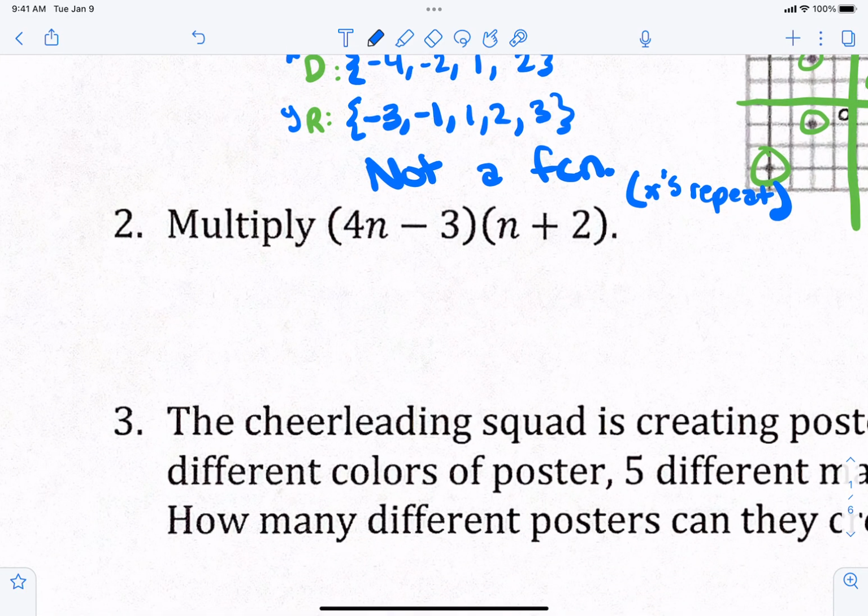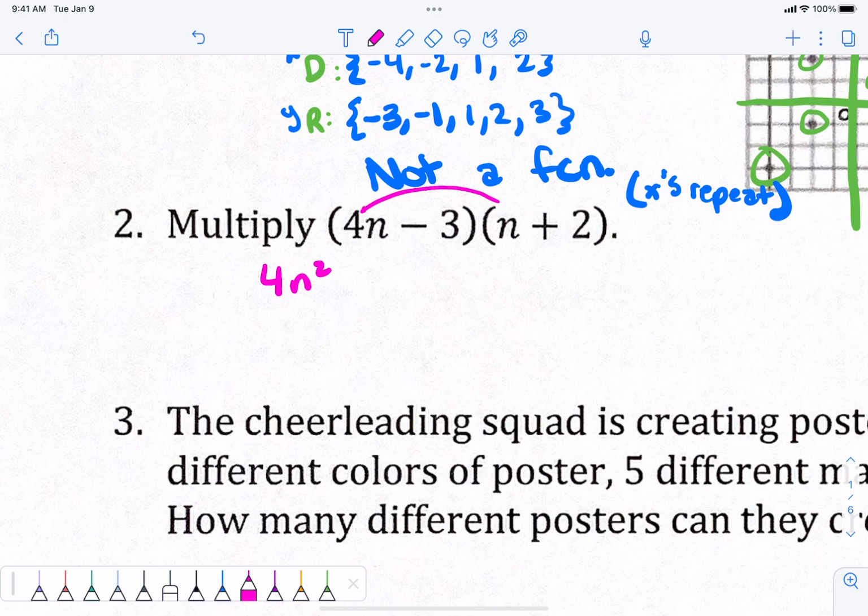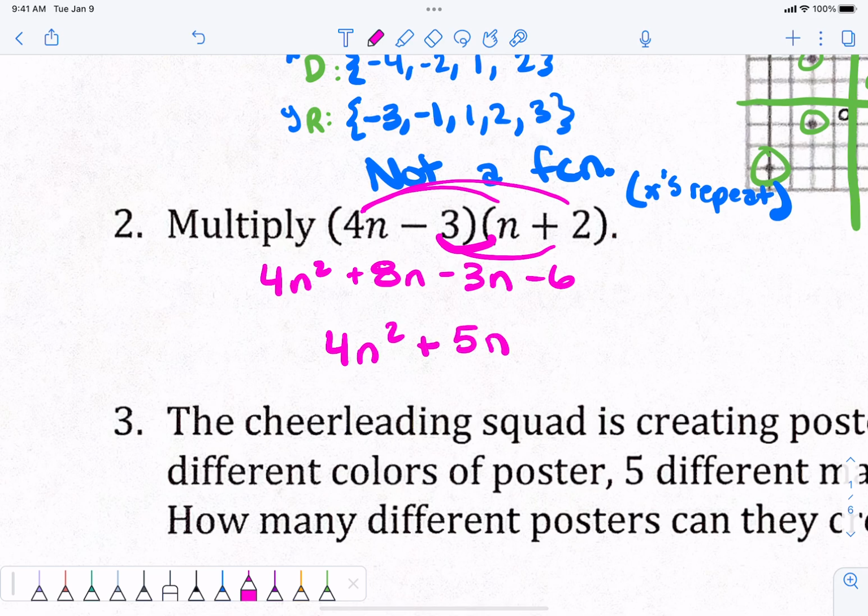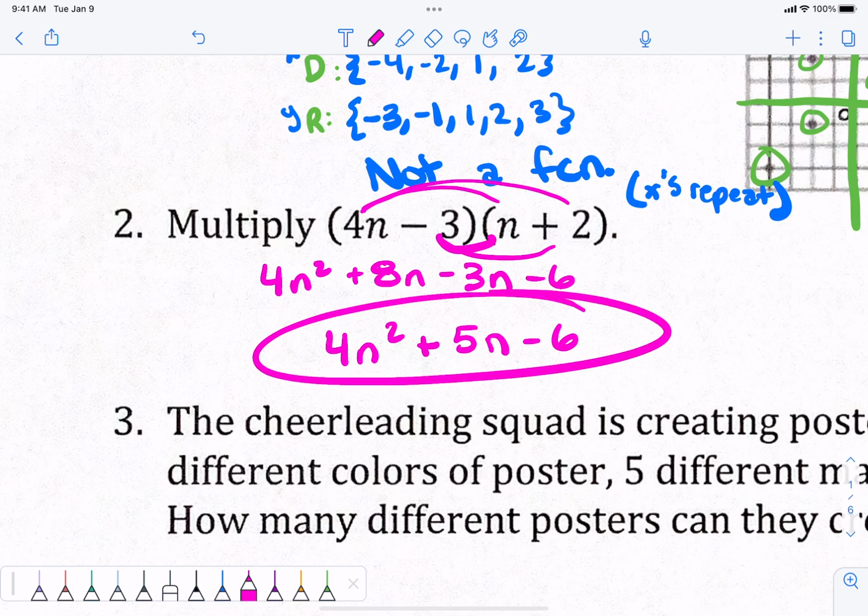Multiply. We have to FOIL. 4n times n is 4n squared. 4n times 2 is 8n. -3 times n is -3n, and -3 times 2 is -6. Now let's put stuff together: 4n squared plus 5n minus 6. That's it.